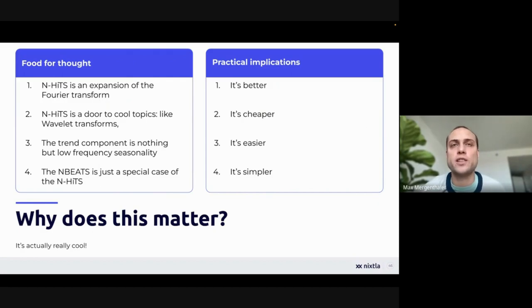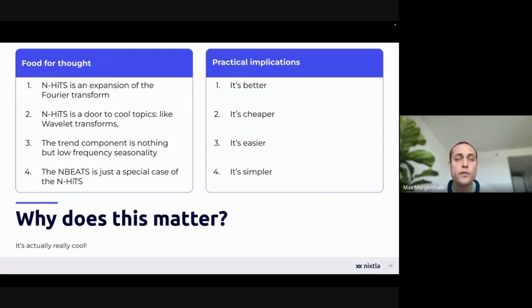And it also offers some interesting interpretations, like, for example, trend can be understood as very low frequency seasonality. And then again, we also think that the N-BEATS is just a special case of the N-HiTS, where we sample a lot of points, or the length between the sample points is very, very small. That's theoretically what we think is exciting about the model that we created.